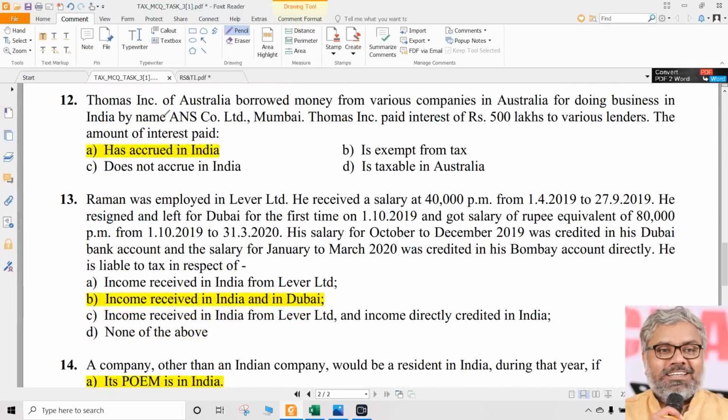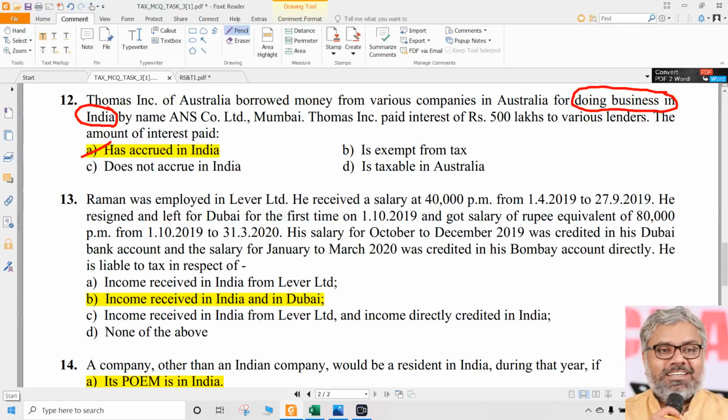Then I have question number 12. Thomas Incorporated of Australia borrowed money from various companies in Australia for doing business in India. So every word we have to read very carefully. They borrowed money, all this is okay. For what? For doing business in India. When we have this phrase, that is enough. And it paid interest, whatever the amount is. The amount of interest paid has accrued in India. It is taxable in India.